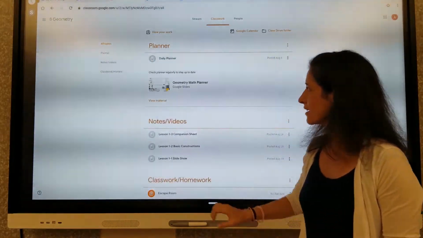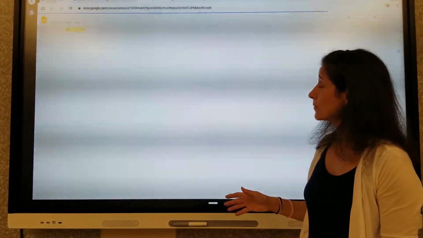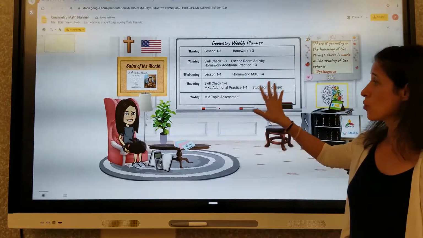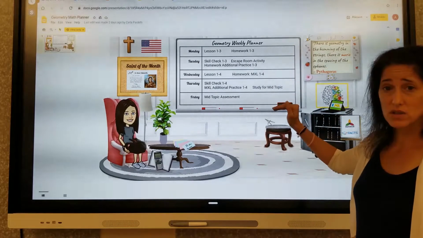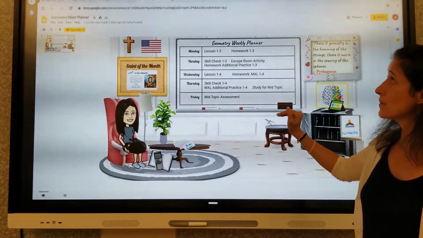Let's just look at the planner. Each of the two classes has their own planner. The planners are very similar in nature. This planner tells you what we will be doing throughout the week, so they have no surprises. They know that there is a mid-topic coming on Friday, okay?